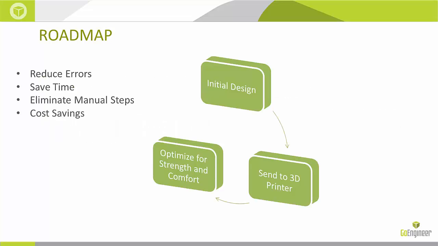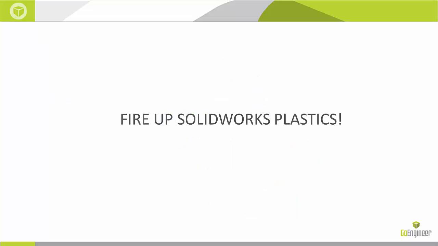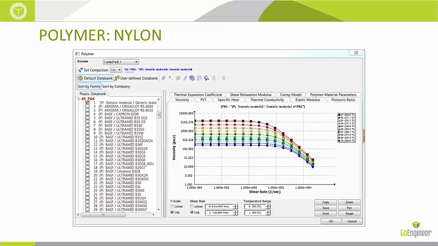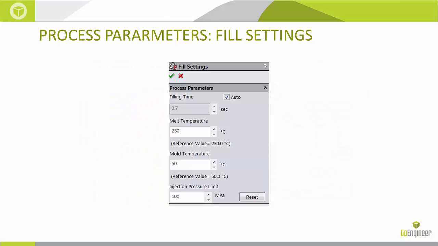All right, so up to this point, again, we further reduced errors, stay along the theme of saving time and cost, and eliminating all those manual manufacturing and analysis steps. So let's verify the manufacturability in SOLIDWORKS Plastics. We break up our solid into little pieces again to look at the flow. And we have a material library of 4,000 plus materials here, over 500 types of ABS. So we'll go through and choose our nylon again, and then look at our fill settings.